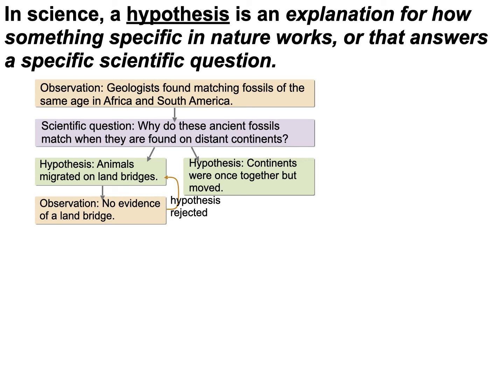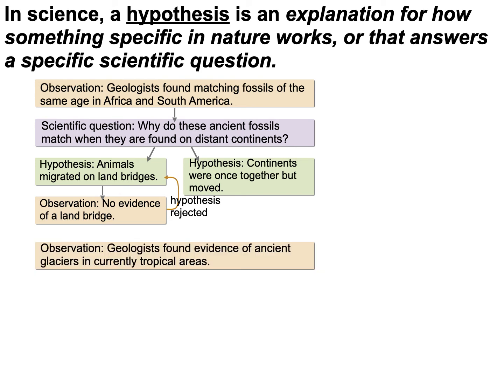Completely independently from the idea or the observation of the fossils, geologists also found evidence of very large continental glaciers on several continents in locations that are now really close to the equator, so in the tropics. Continental glaciers like those on Greenland and Antarctica today do not generally form far from the poles.